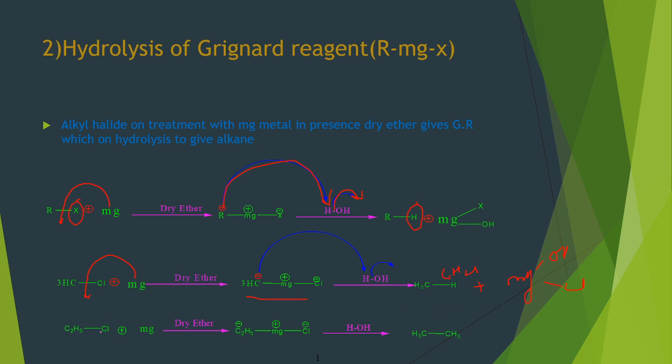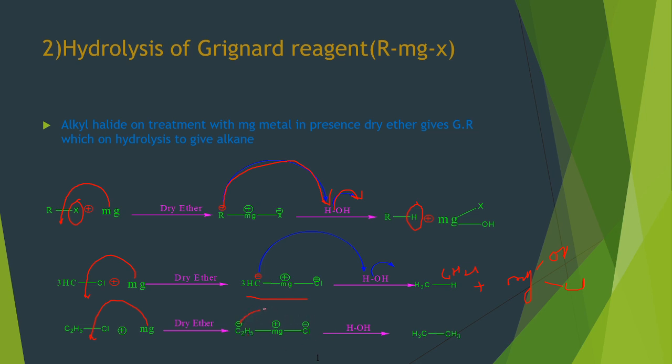Now ethyl chloride on treatment with magnesium metal in presence of dry ether gives a Grignard reagent. Same thing, we just add the magnesium metal here, and it will produce a Grignard reagent. Now after hydrolysis of this Grignard reagent, what will it produce?